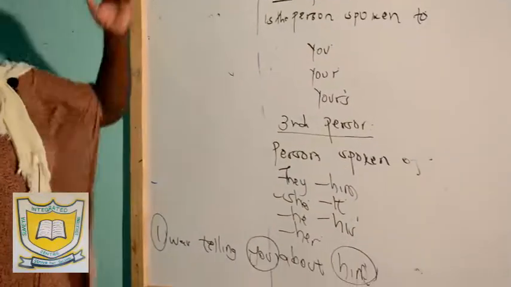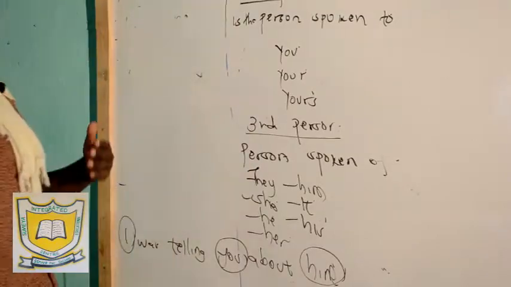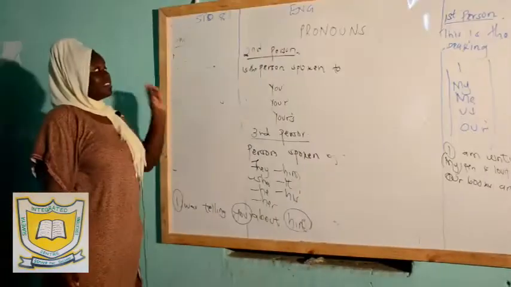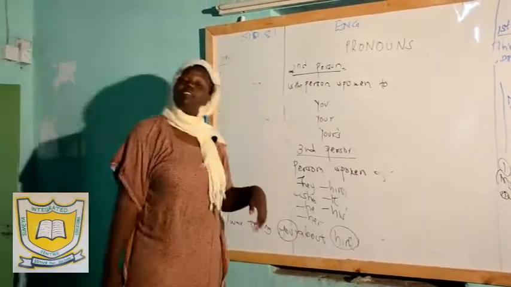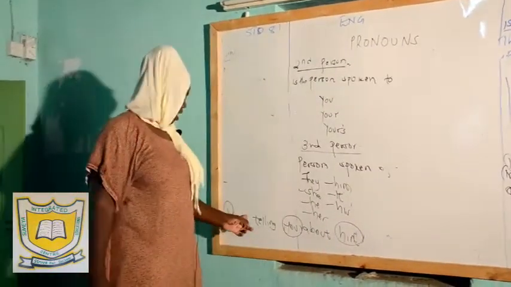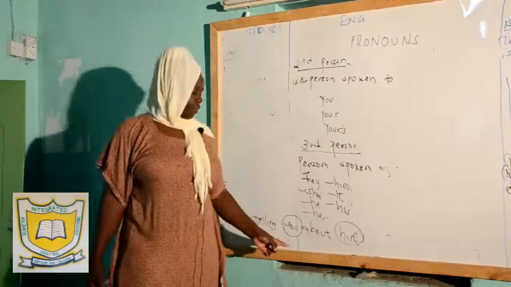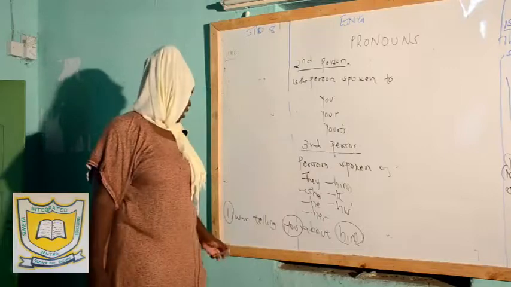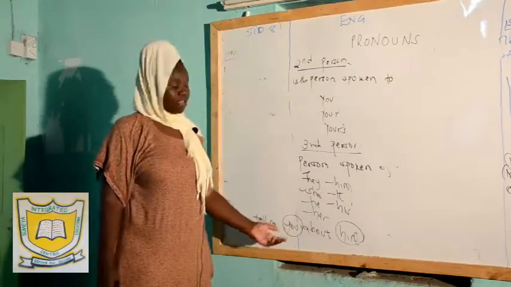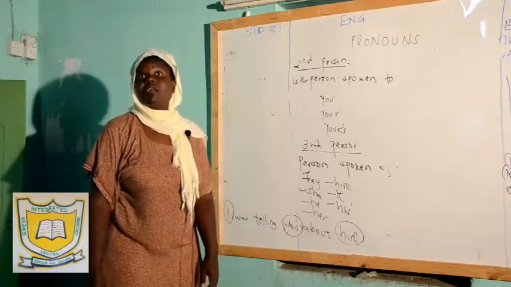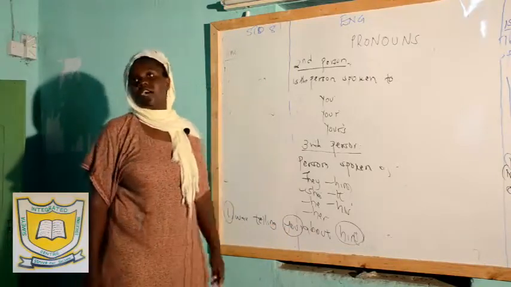So the first person is the person speaking, the second person is the person you are speaking to, and the third person is the person you spoke of. That's what I mean. I and you spoke of him. I spoke to you. So you is the person spoken to, I is the person speaking, and him is the person that was talked about or spoke of in a sentence. That makes him the third person.